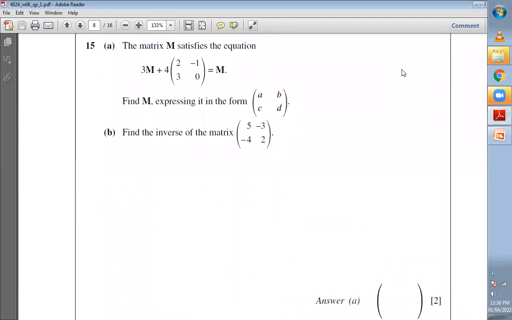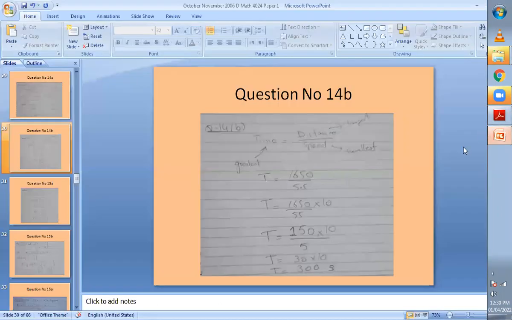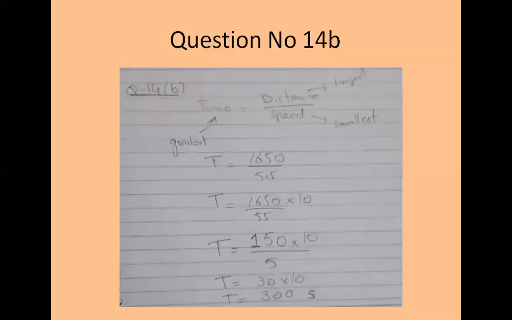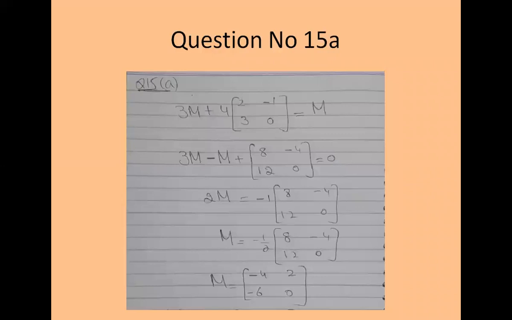Now on your screen, we have question number 15, part A. It says the matrix M satisfies the equation 3M plus 4 times the matrix (2, minus 1, 3, 0) equals M, and we have to find the value of M, expressing it in the form of a matrix. Let me show you my work. 3M plus 4 and this matrix equals M.